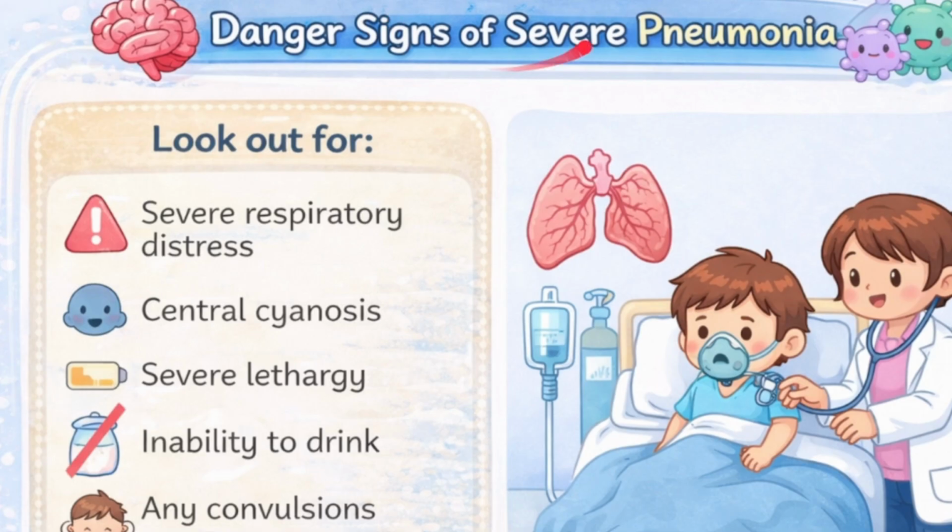So the danger signs of severe pneumonia include severe respiratory distress that can be present as intercostal recessions or oxygen saturation less than 90%, central cyanosis, severe lethargy, inability to drink, and any convulsions due to hypoxemia.